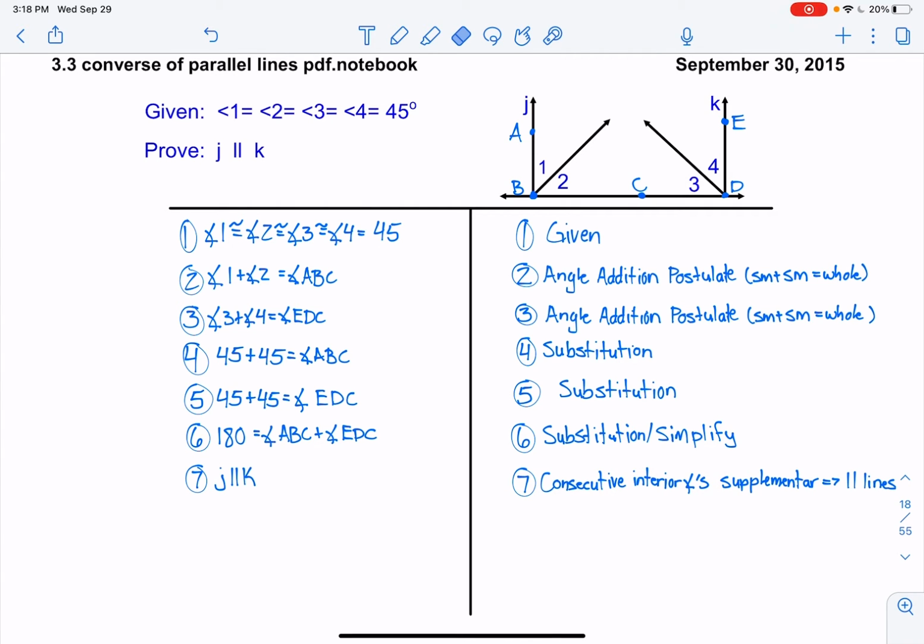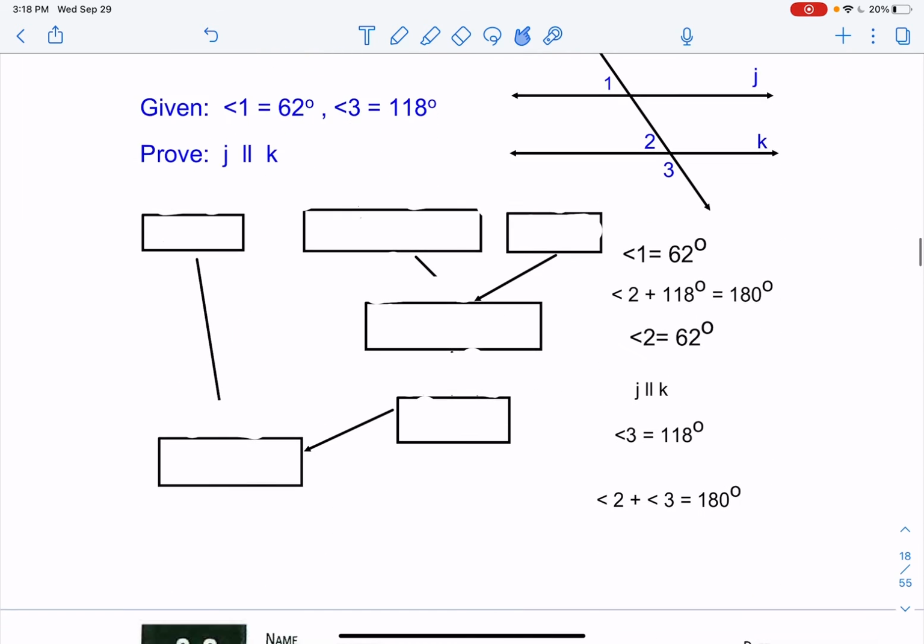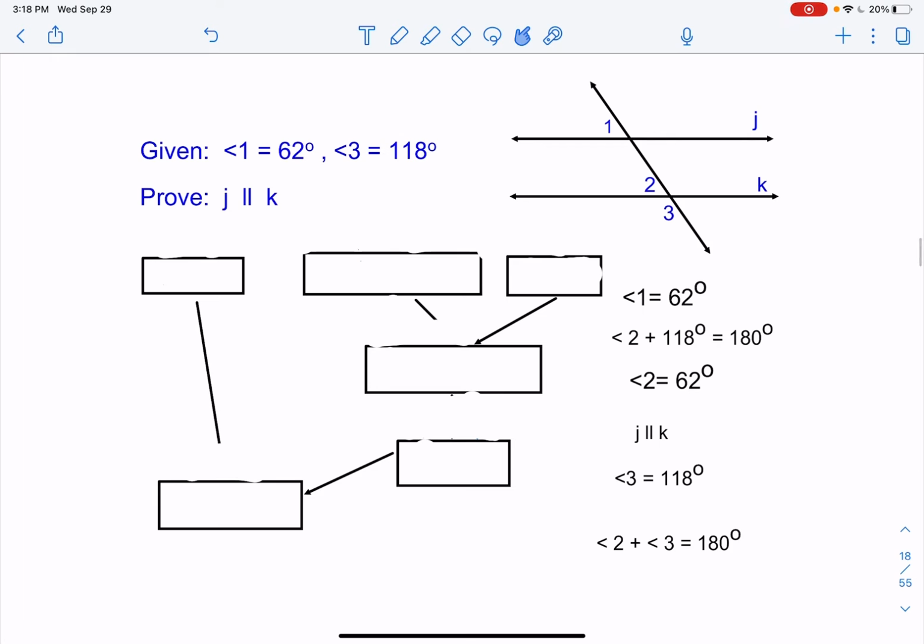And how do I know that? Consecutive interior angles being supplementary implies that lines are parallel. And that's it. All right, let's look at this one. Now this is called a flowchart proof. This is your first taste of flowchart proofs, and it's just another way to line things up.